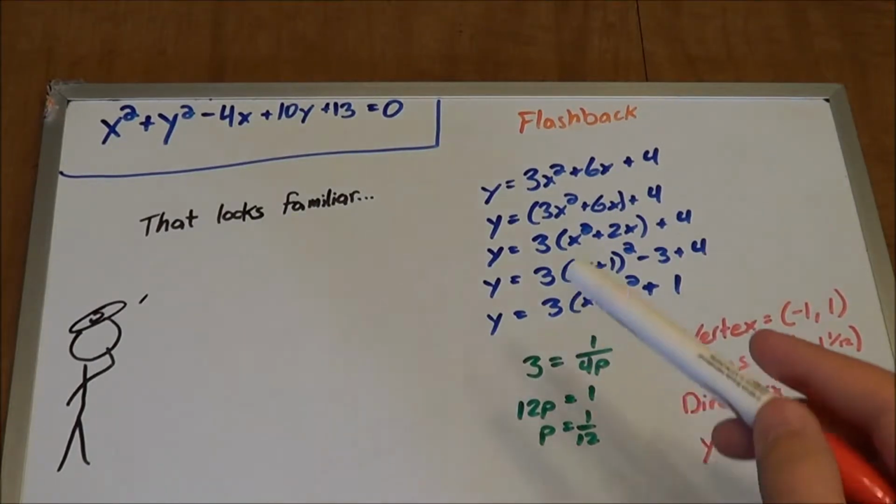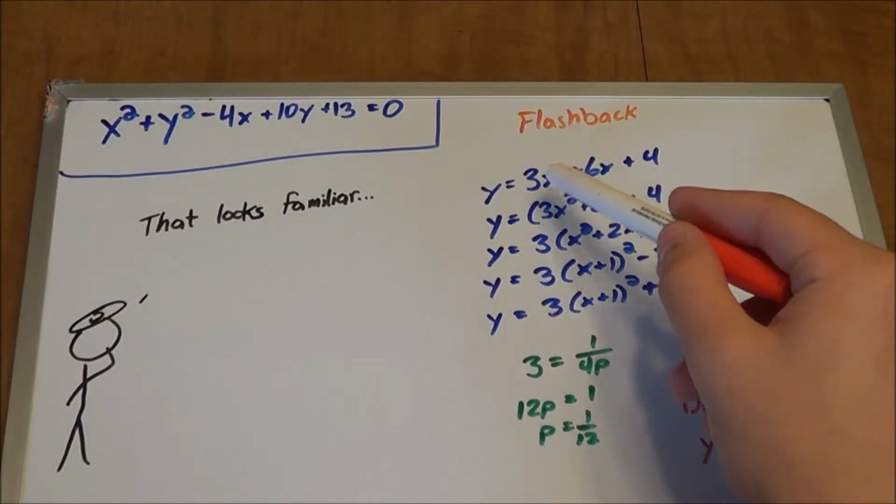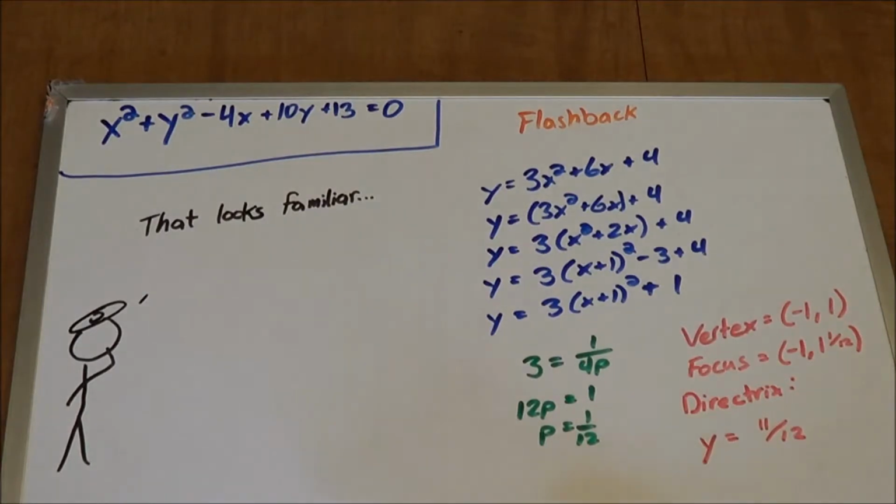We did this with parabolas last time. If there's only an x squared or a y squared but not both, it's a parabola. Then we completed the square with whatever variable had the squared term, and used it to find the vertex, focus, and directrix.